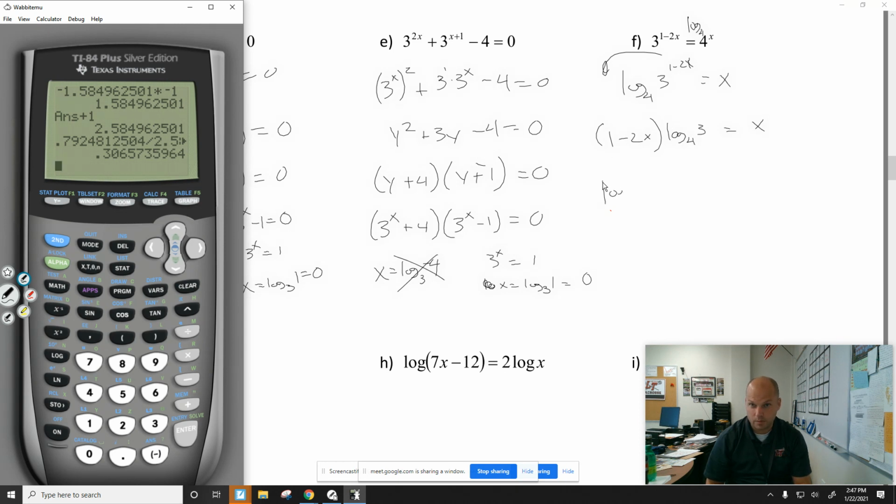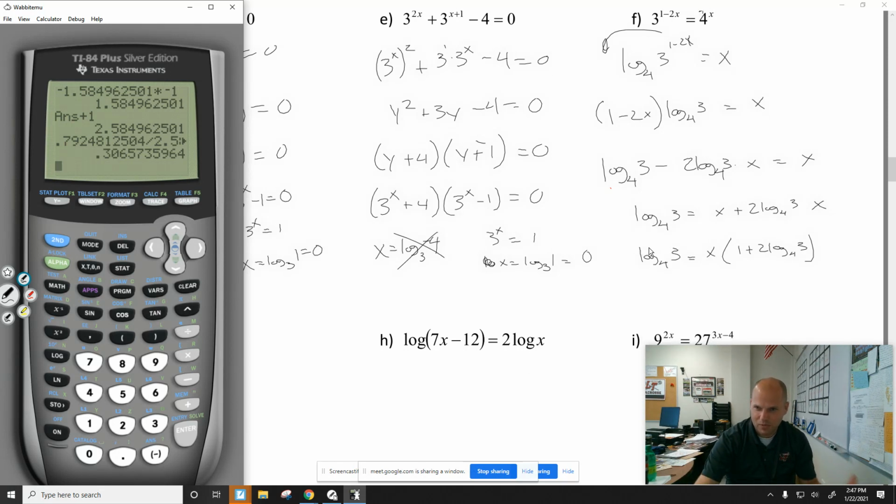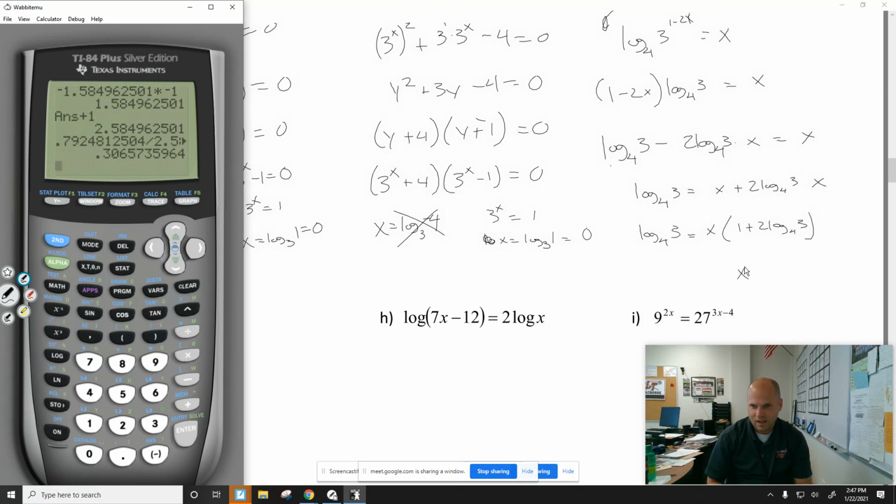I would distribute it. Get log base 4 of 3 minus 2 times the log base 4 of 3 times x equals x. I would add the x to both sides. Log base 4 of 3 equals x plus 2 log base 4 of 3x. Factor out the x. This is essentially what we were just doing. But sometimes if you don't use numbers, you kids freak out. And I get the solution, log base 4 of 3 over 1 plus 2 log base 4 of 3. And I'll show you how it's going to be the same number.